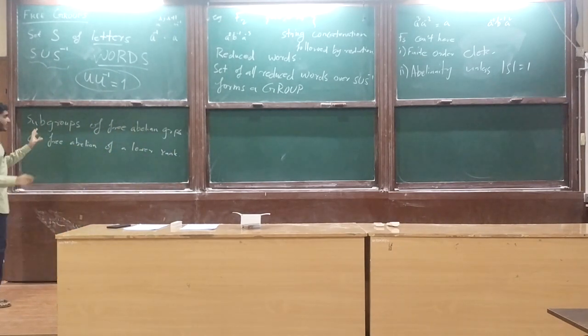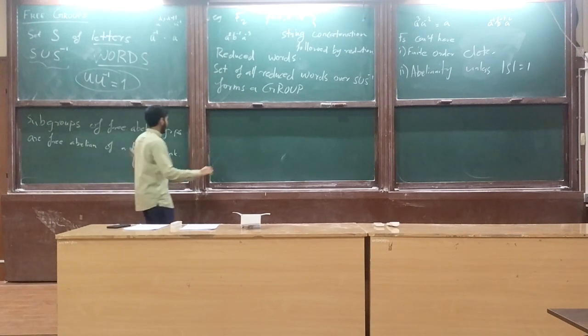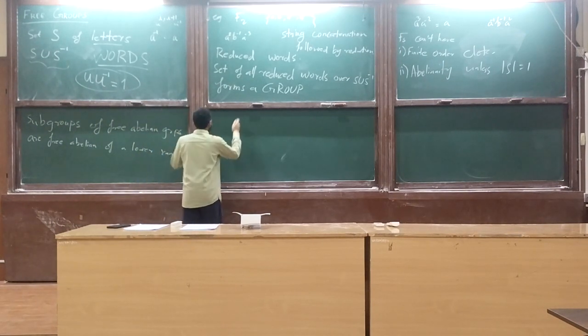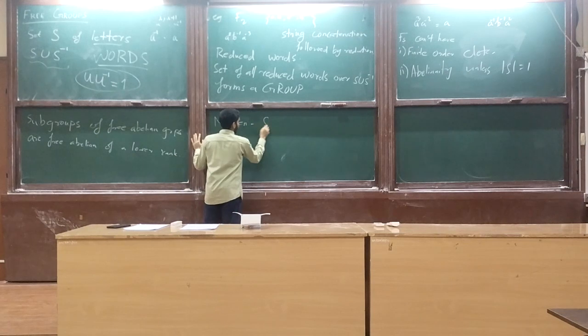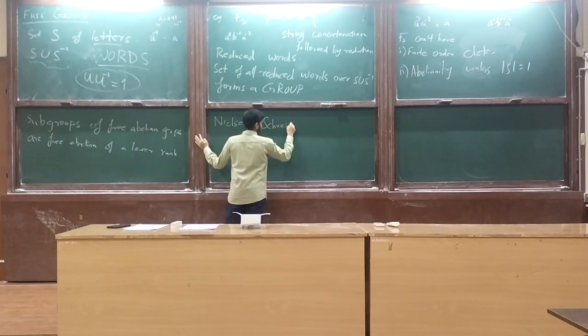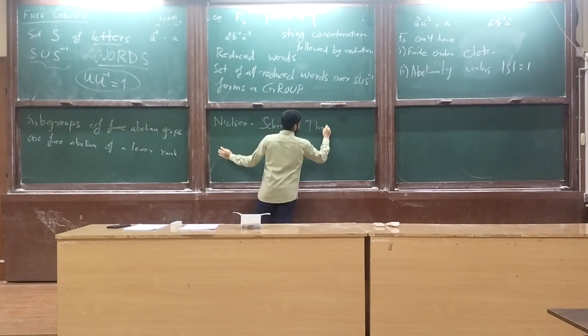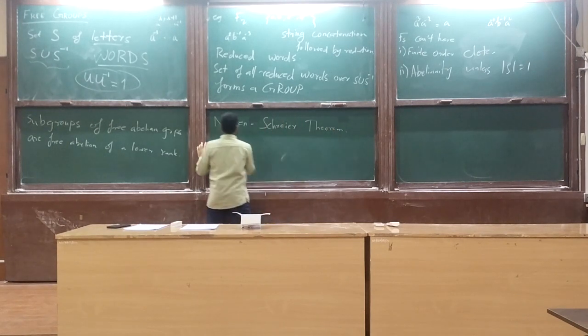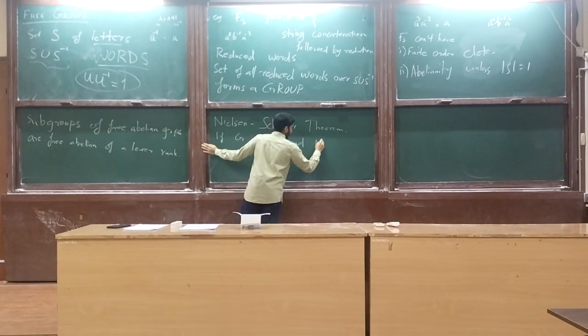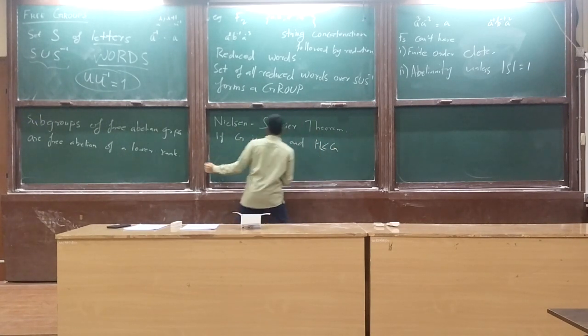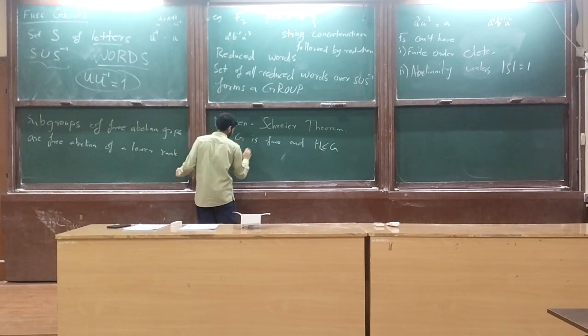If you don't know what that means, it's okay. This was just to give some motivation. But there is this thing called the Nielsen-Schreier theorem, which gives something similar for free groups. The Nielsen-Schreier theorem says that if G is free and H is a subgroup of G, then H is free.